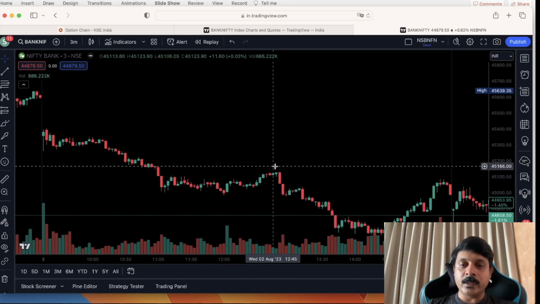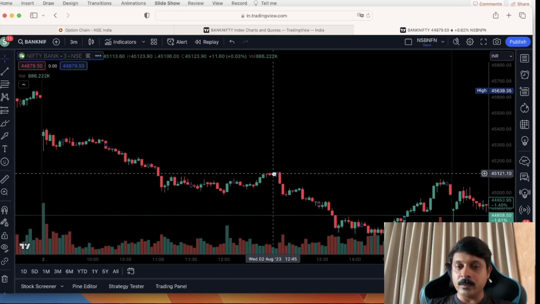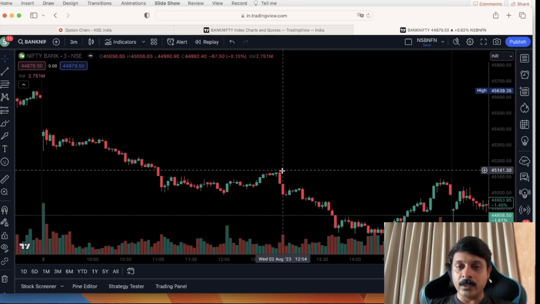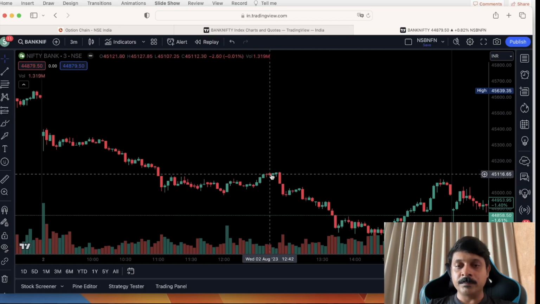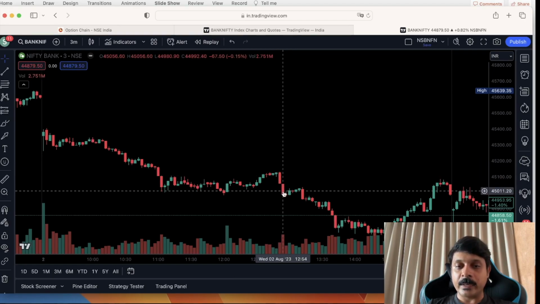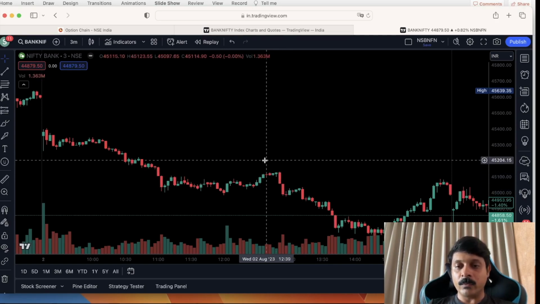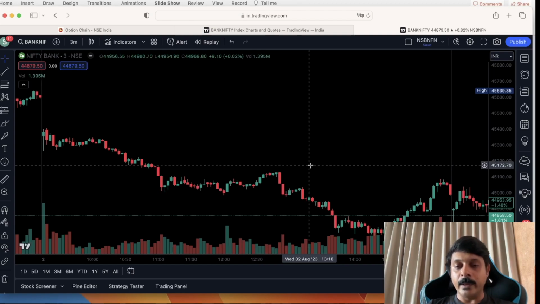Because when it gives this kind of fake breakout, many people take the long position, many people exit the short position and go long, right? But when it breaks down, the shorts will have to be recreated and the longs will have to be unwound. So the fall can be a little severe.